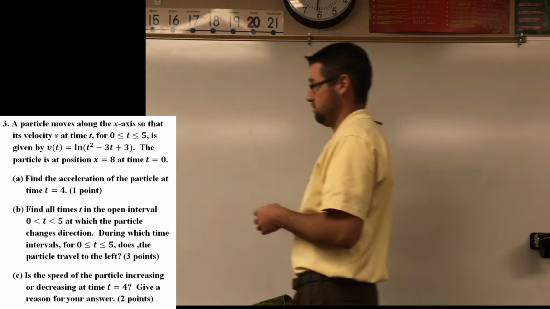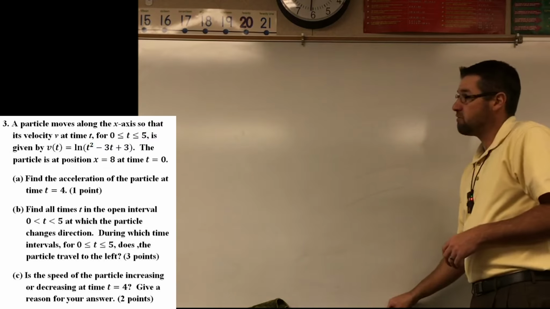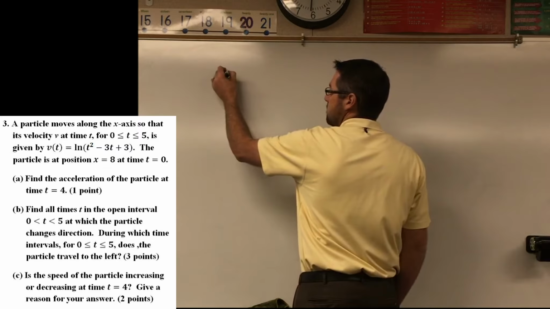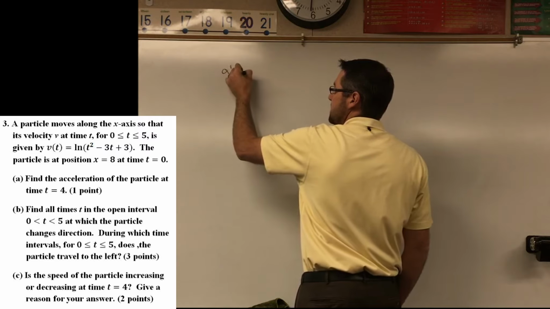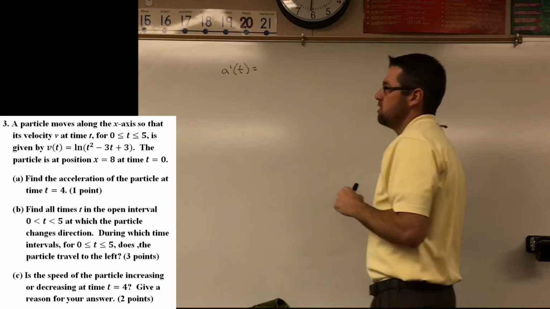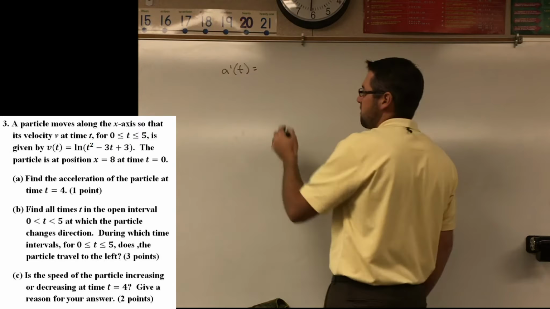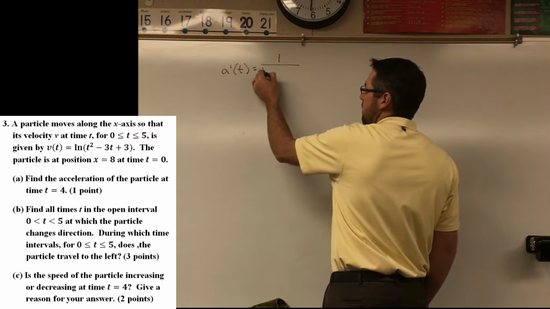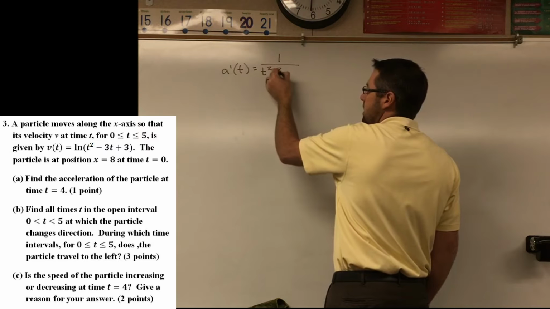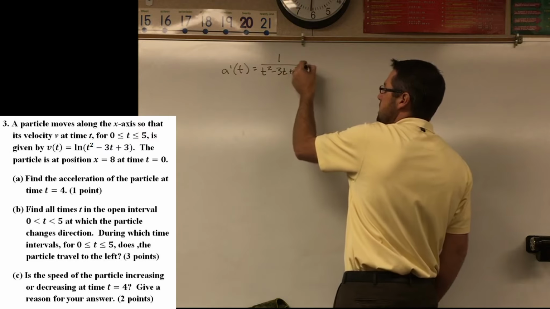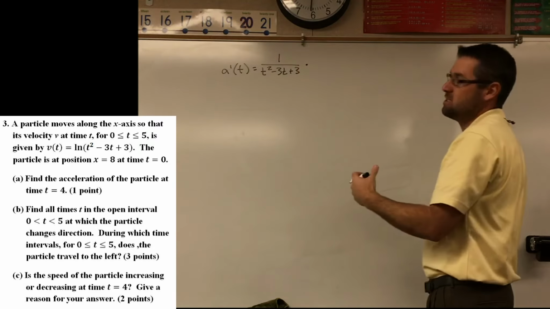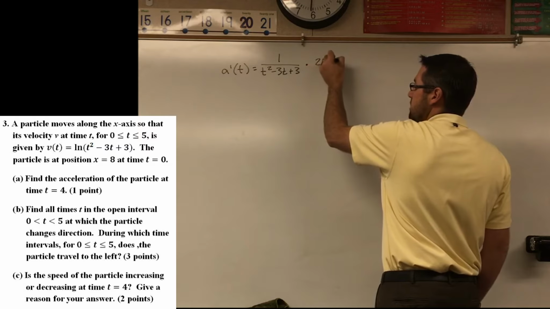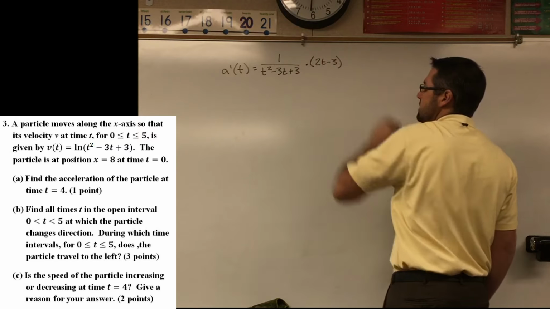That should be pretty simple. The acceleration function is the derivative of velocity, so we have to take the derivative of velocity. So a prime of t, we're going to use the chain rule here. The derivative of natural log is 1 over whatever we're taking the natural log of, so 1 over t squared minus 3t plus 3, and then times the derivative of the inside of the function, which would then be 2t minus 3. Be careful that is in parentheses.